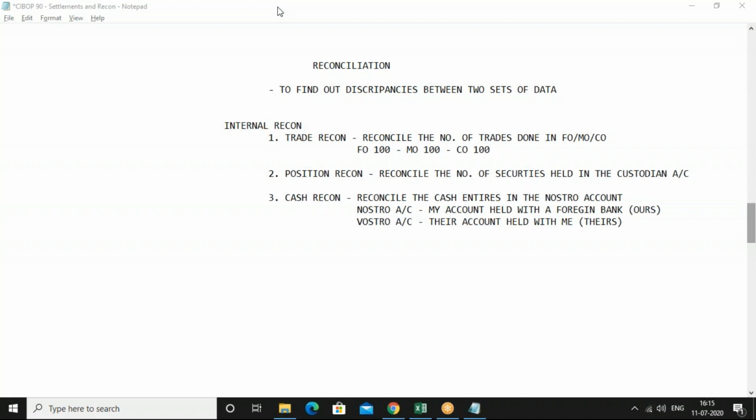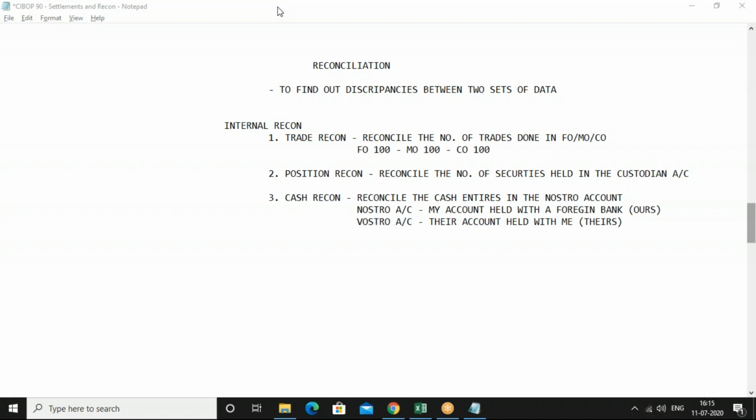So if I'm, let's say, Goldman Sachs India, and I open an account in Citibank New York, that's known as a Nostro account. And what's a Vostro account? It's the opposite. It's Citibank New York opening an account with Goldman Sachs India. So these are the three major types of reconciliation.